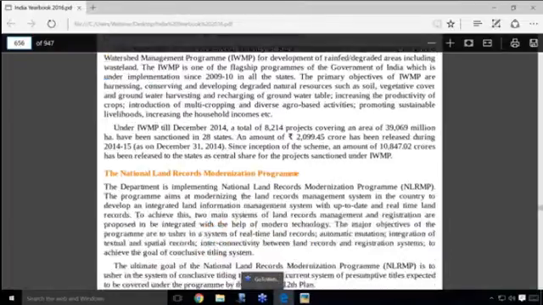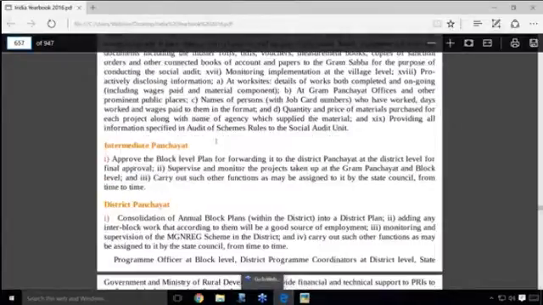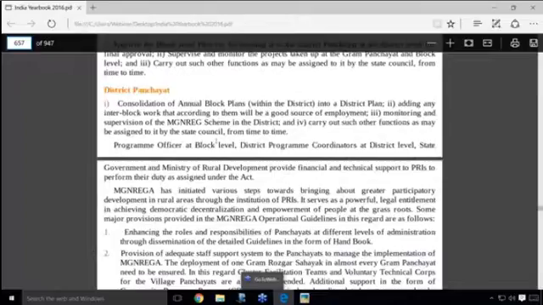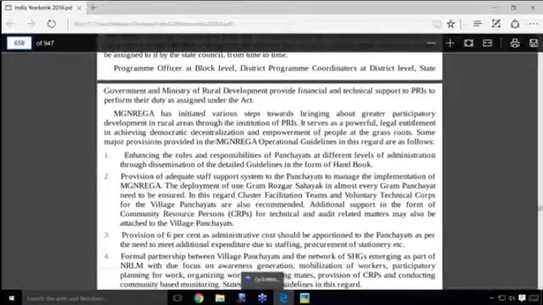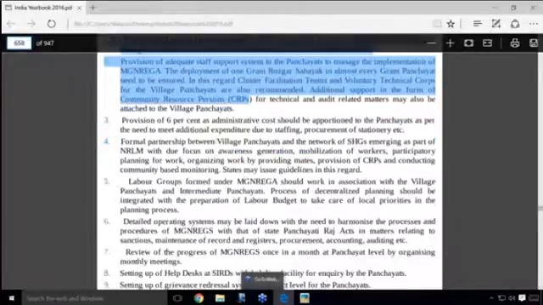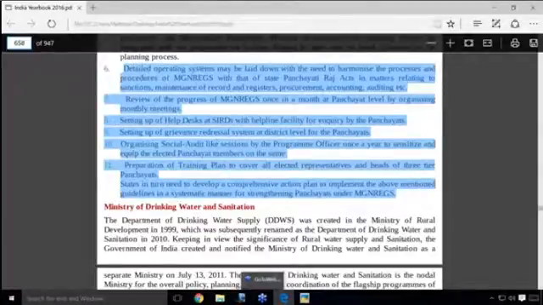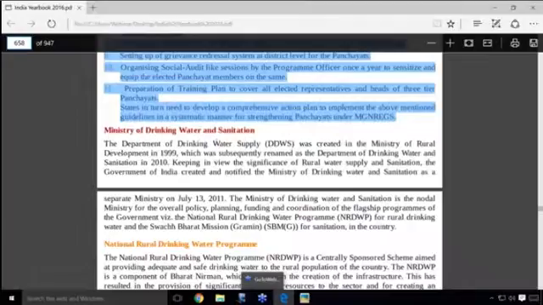And then see page 730, where you are talking about district panchayat. When we are talking about district panchayat, Narega guidelines. So from there till 11th point, you have to see this. Please see once. This is important.